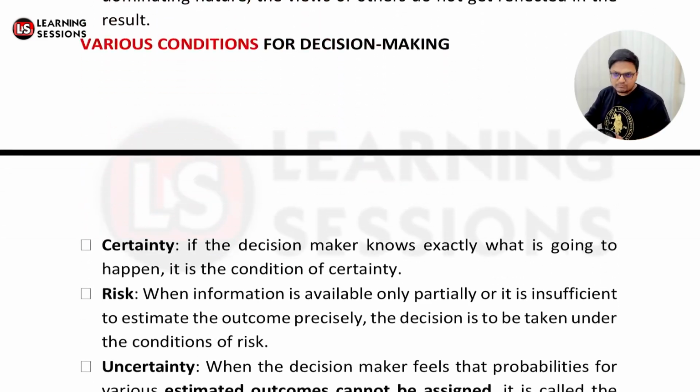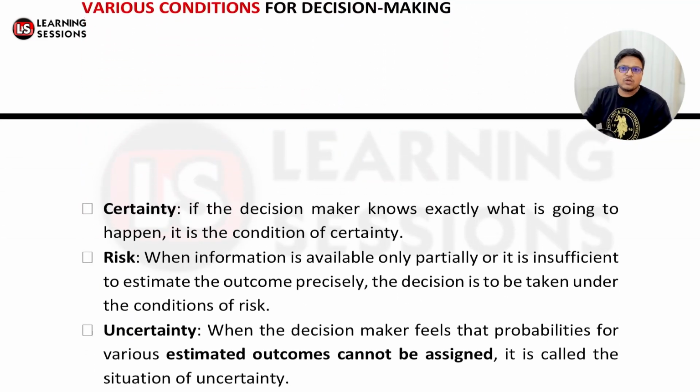Let's have a look at it. First of all, it's related to certainty. Now what basically is meant by certainty? If the decision-making person knows exactly what is going to happen, it is the condition of certainty. I'm already aware that this is going to happen over there. That's a certainty, right?